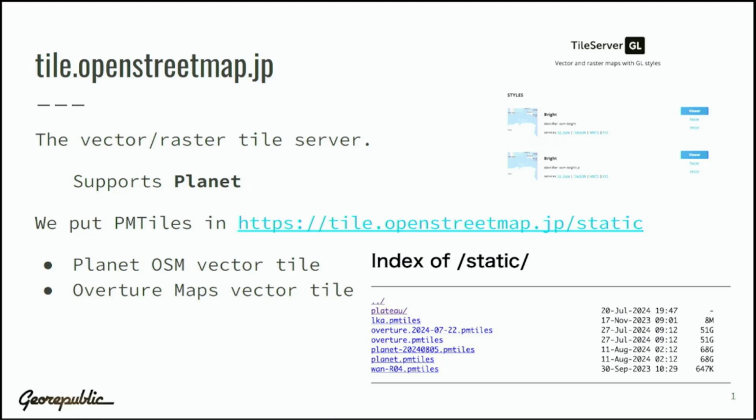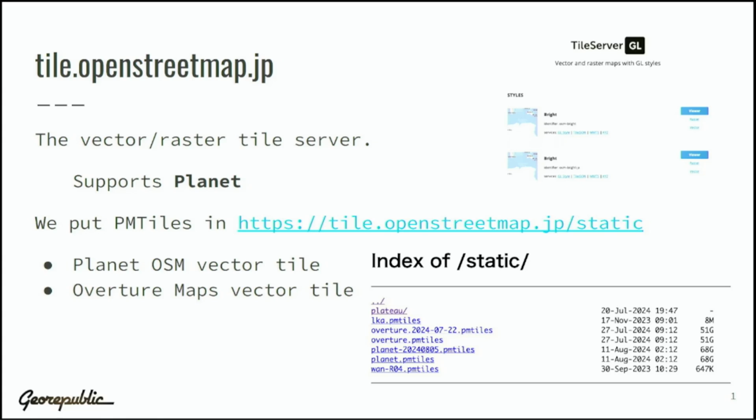And I introduce tile.openstreetmap.jp, the vector and raster tile server. It supports Planet, and we put PMTiles in a static directory. So there are Planet OSM vector tiles and Overture Maps vector tiles too. You can access the PMTiles directly or use tileserver-gl. We host both environments.